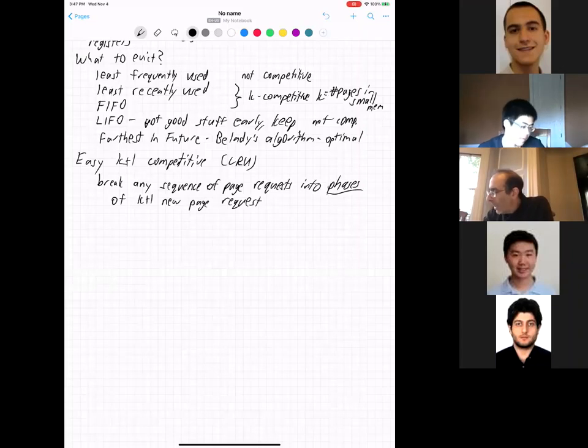Now, what can I say about a phase? Remember that our goal here is to compare the performance of our algorithm, LRU, to the optimal algorithm. So what happens to LRU in a phase?